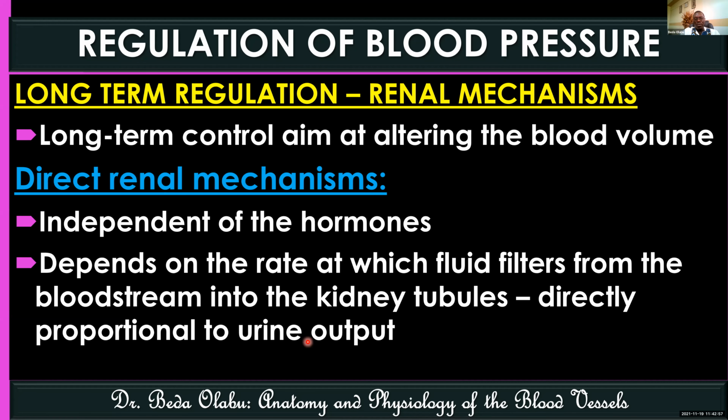How about if the blood pressure is low? If the blood pressure is low, there'll be less GFR. And that means that the urine flowing through the renal tubules will also be moving slowly. There is enough time for reabsorption. So if there is slow flow, much contact time, and so much tubular reabsorption, there'll be a lot of fluid being reabsorbed, less urine being lost. That means you'll be having fluid retention. The aim will be to increase blood volume, hence blood pressure.